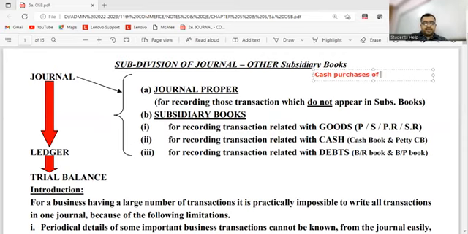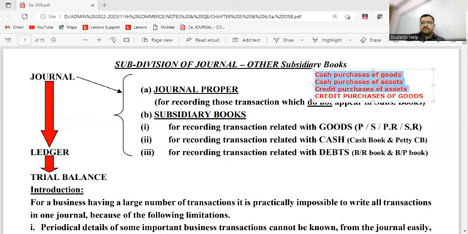That is cash purchases of goods, followed by cash purchase of assets, followed by credit purchase of assets, and at last, children, credit purchases of goods. Heard well, everybody? Heard well, children? Yes, sir.